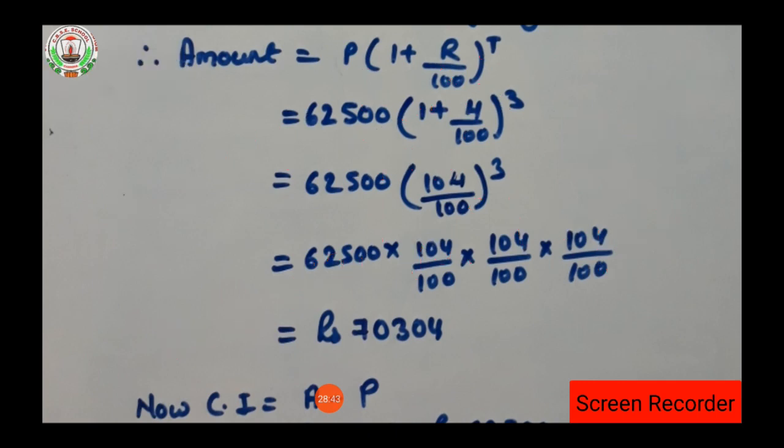So better, in order to solve, try to solve it the way I had solved on the screen, whatever is displayed on the screen, in that way.